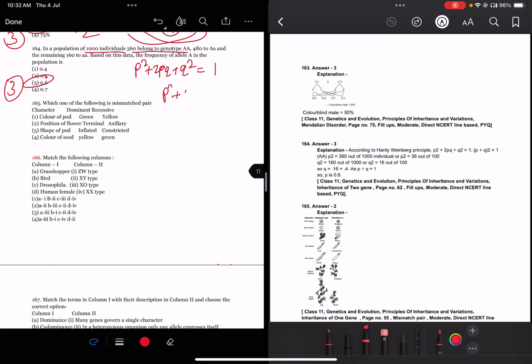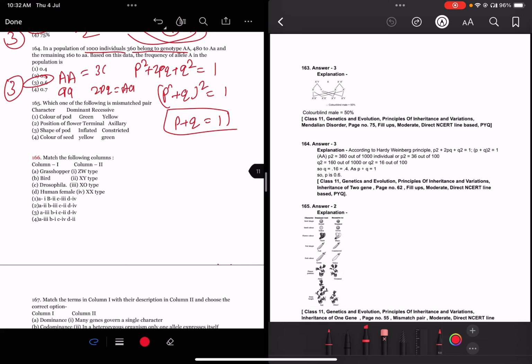(p + q)² is equal to 1, which means p + q is equal to 1 only. Nothing, simple maths. p² means A, q² means A, 2pq means here A. Okay. There are many ways to solve this question.